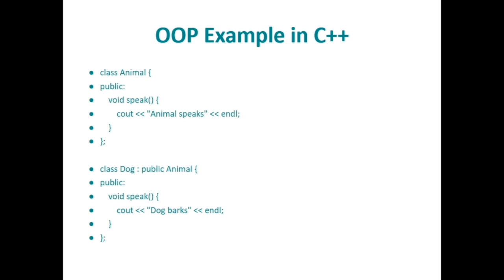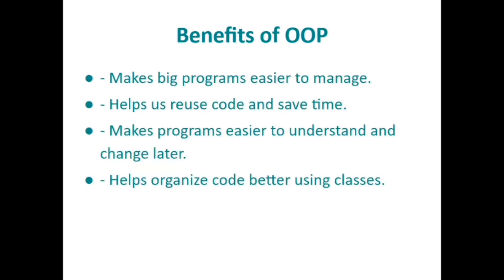Okay, let's talk about the benefits of using OOP. It makes big programs easier to manage. It helps to organize the code in an easier and manageable form, and it also helps to shorten the code. We don't need to write the functions many times. It also helps to reuse the code and save time.